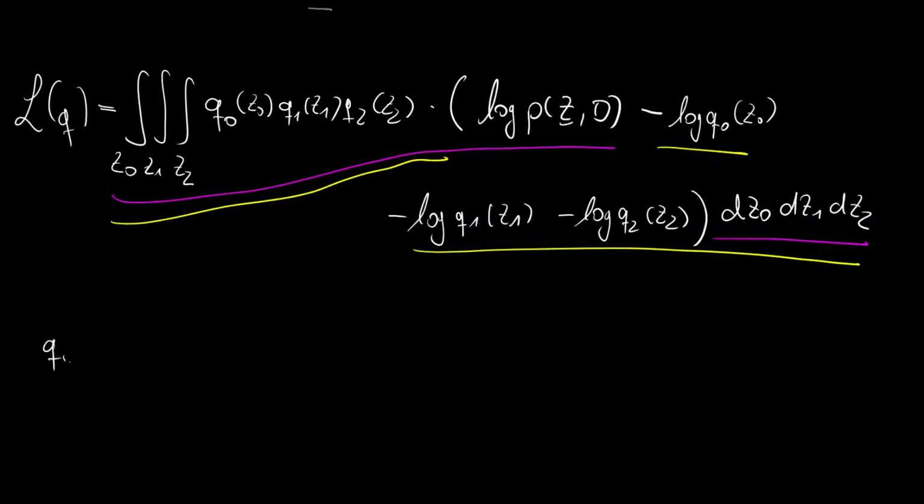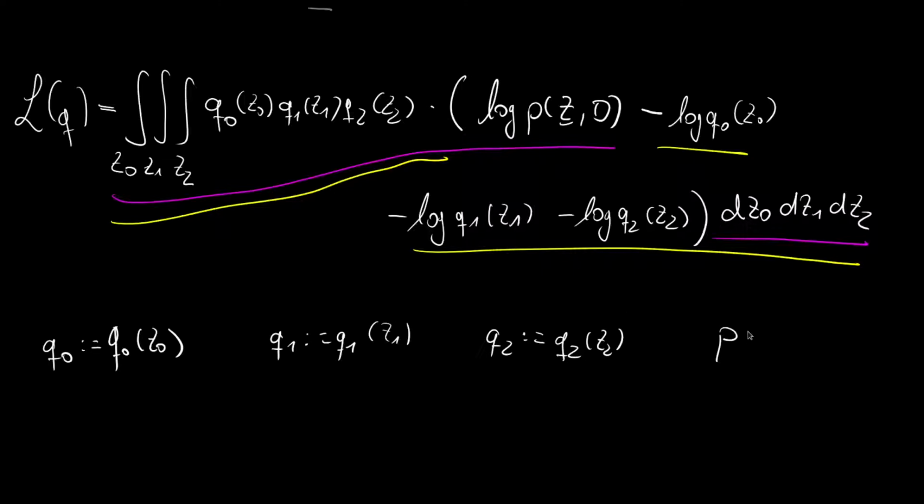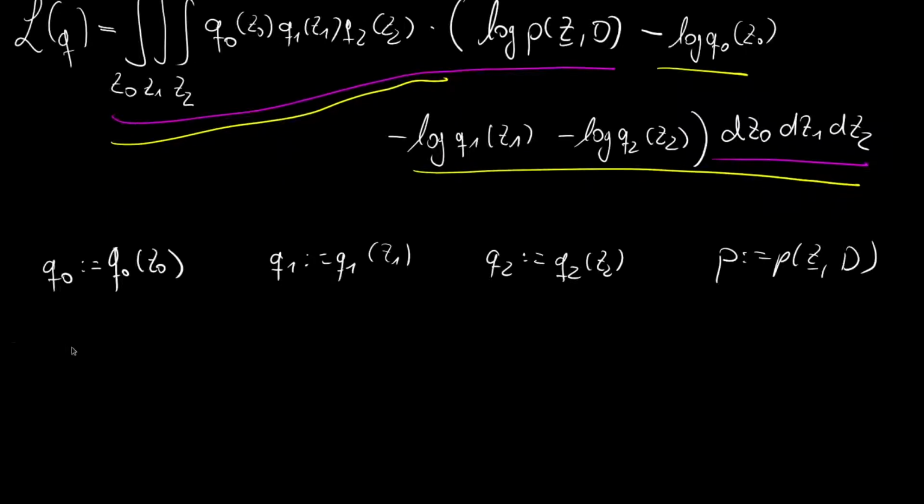We will have q0 defined as q0 of z0. q1 will be just q1 of z1, and I think you get it. q2 will then be q2 of z2, and we will define the joint just as p. And here take care, we are not talking about the posterior. The p is the joint distribution, so the joint over the latent and the observed variables. Based on this, we then get the following two integrals.